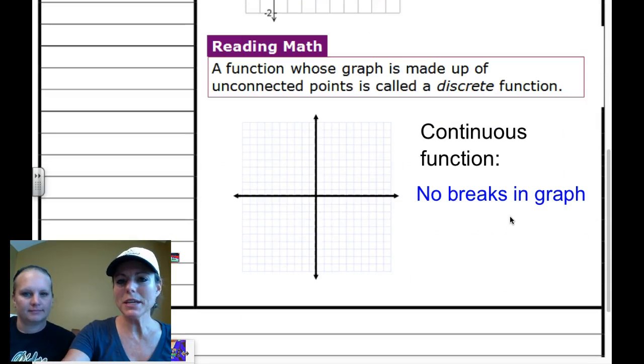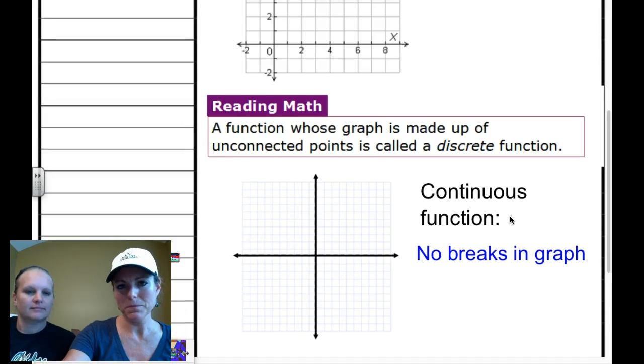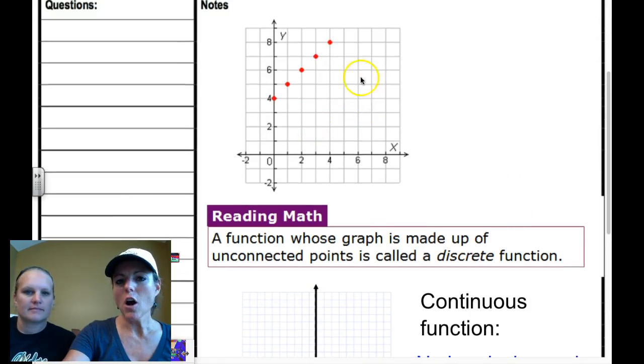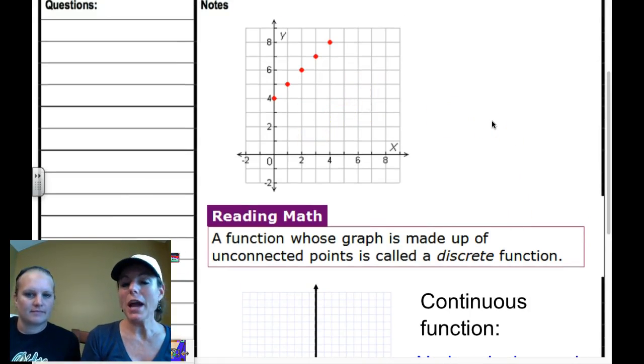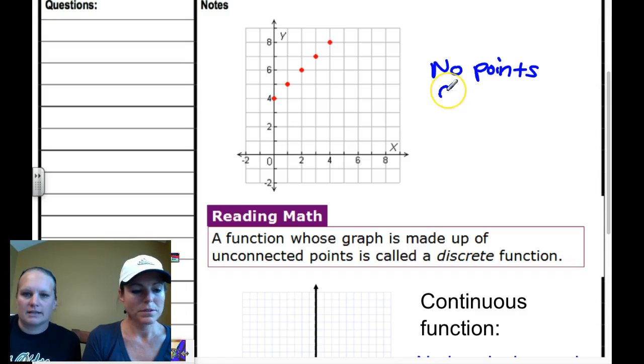by discrete and continuous functions. If you look at this graph here, there are points, but they're not connecting the dots. When it's a discrete function, none of the points will be connected. So I'm just writing no points connected for discrete.